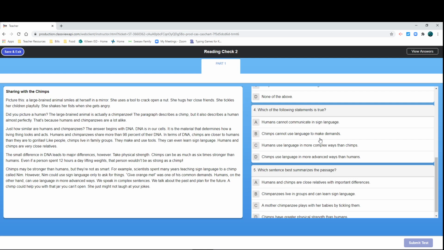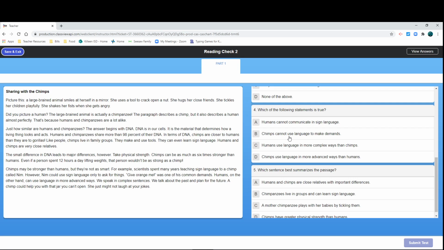B, chimps cannot use language to make demands. Well, that is proved false as well. If you look over here in the text, it says that Nim is the chimp that they taught sign language to. It said Nim could only use sign language to ask for things. Give orange me was one of his common demands.